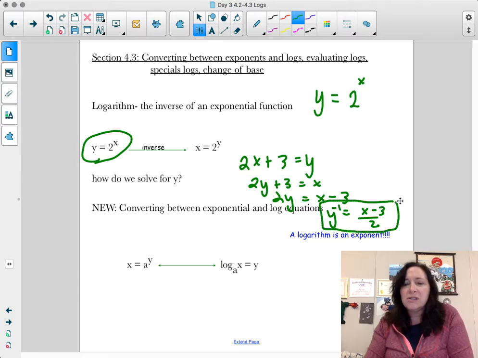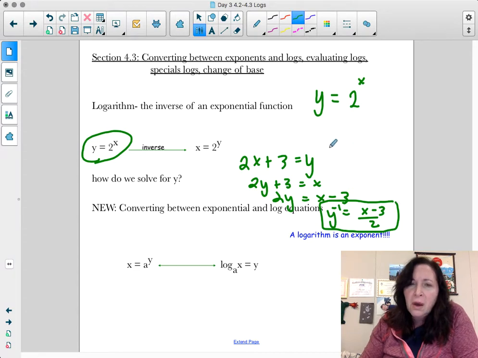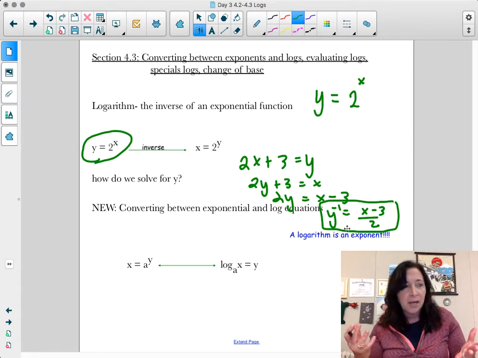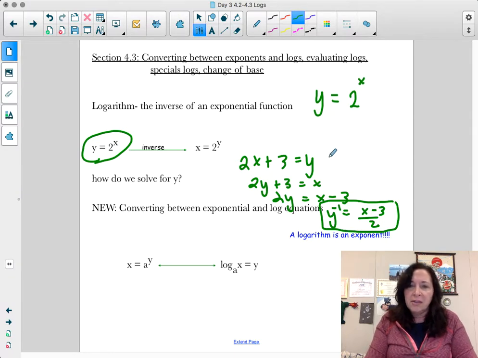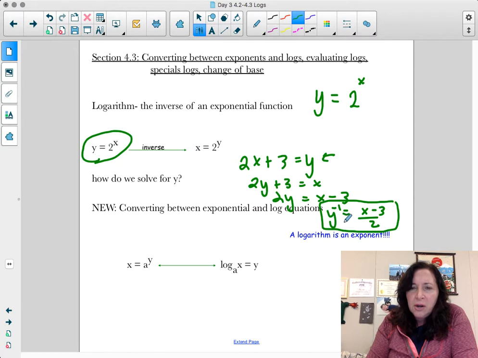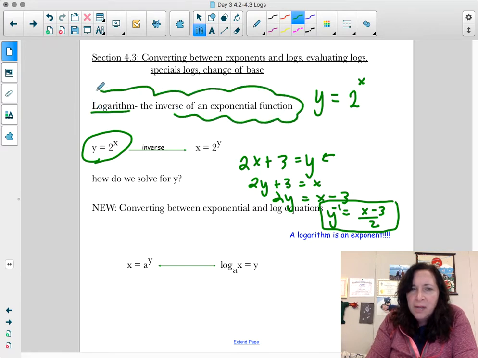And in the previous slides that I went over, we talked about inverses and how the domain and range for the original equation is reciprocated here for my inverse. So they're opposites. So in this case, that's how I find my inverse. But remember what I said: a logarithm is the inverse of an exponential function.